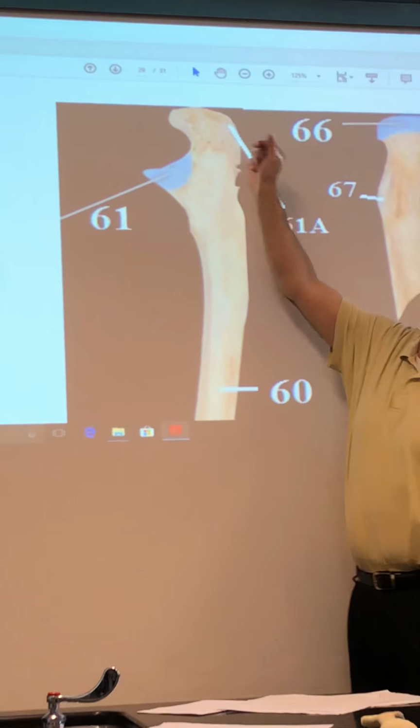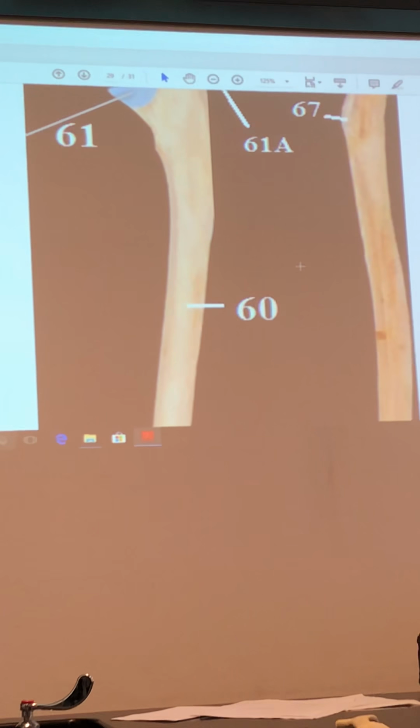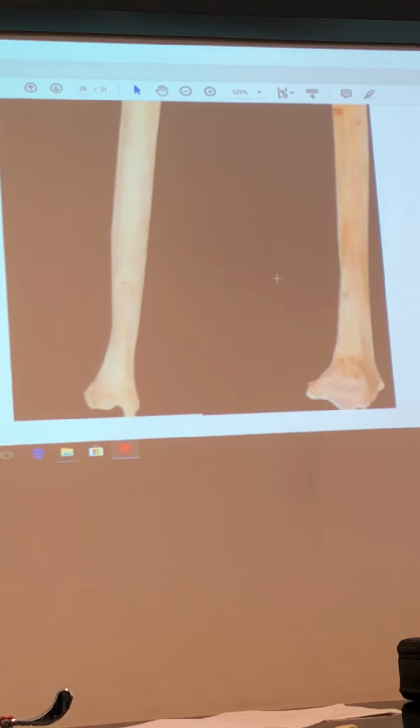Then we have 61A. Is it olecranon? Olecranon. Okay. 60 is the ulna. Olecranon.